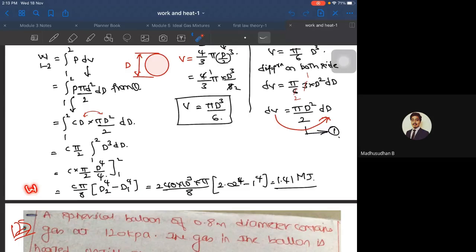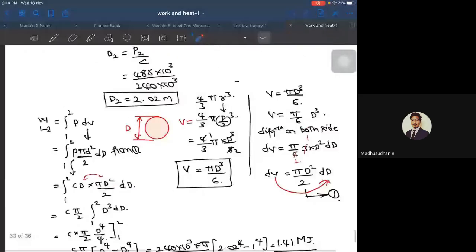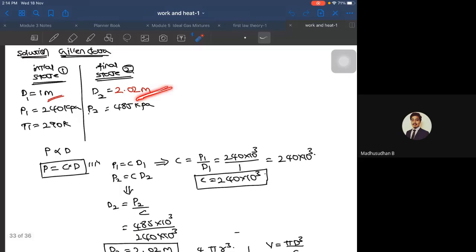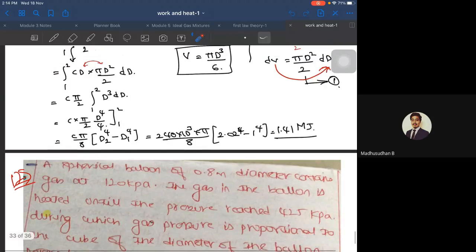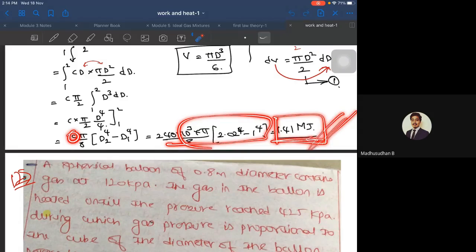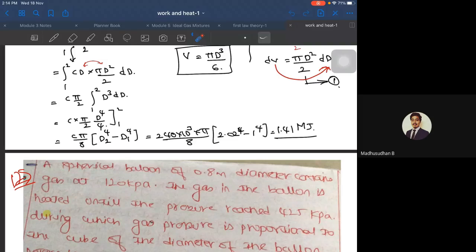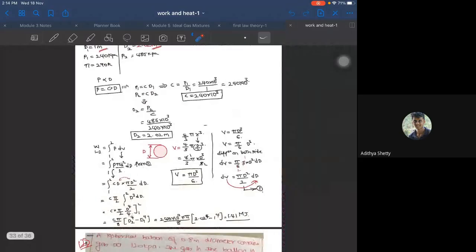So your work done from 1 to 2 is finally given as C pi divided by 8 into D2 to the power of 4 minus D1 to the power of 4. Okay. So you know the value of D2, 2.02 I guess. Oh yes, 2.02 you have just calculated. D1 is 1. You know the value of C. Substitute all the values. You'll get the final answer as 1.41 megajoules. Any doubts in this problem? No, sir. So the heart of the problem lies in this particular step. Okay, if you got this right, everything is correct.